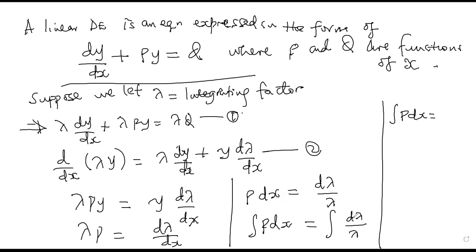When you integrate d lambda over lambda, you get ln lambda. Now, we need what lambda is equal to. So lambda, we shall introduce e on both sides. So lambda is equal to e to the power integral of p dx. Other things will follow when you have understood this.